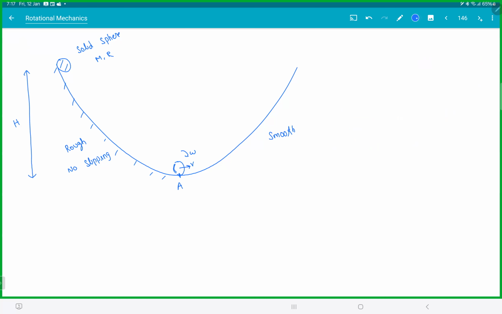State 1, state 2, defined here anyways. So this is state 1, this is state 2. There's no slipping, that means friction is not doing any work. Why? At the point of contact, velocity is 0. So what is the power due to friction? F into V is 0.